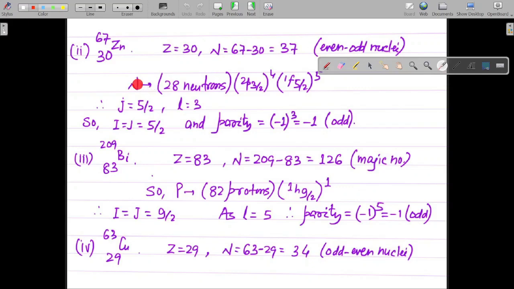So it is an even-odd nucleus. Now, according to the neutrons, what will be the case? The nuclear configuration of zinc with respect to neutrons will be something like this. Okay, in the examination do not write like this, do not write 28 neutrons and then this and this.